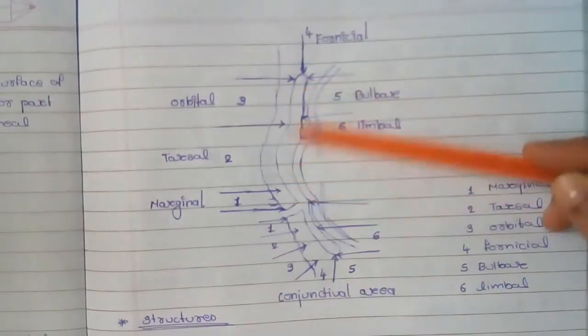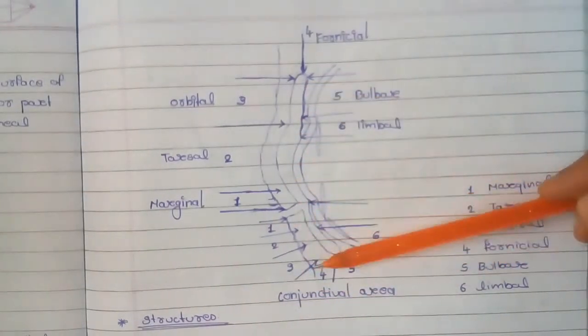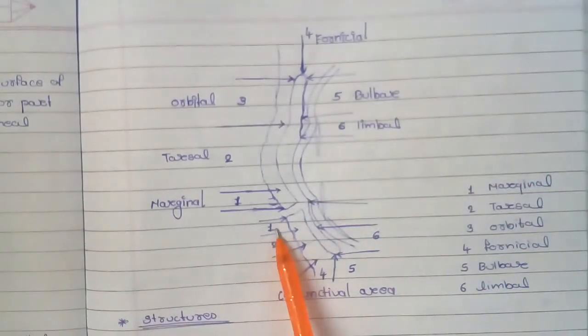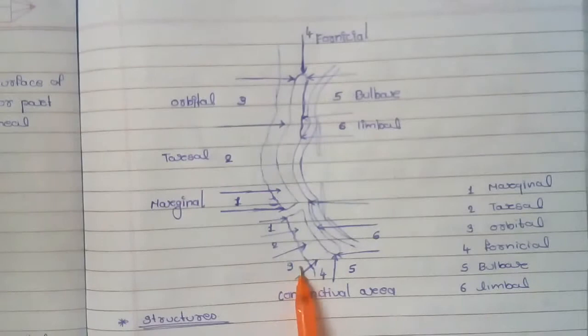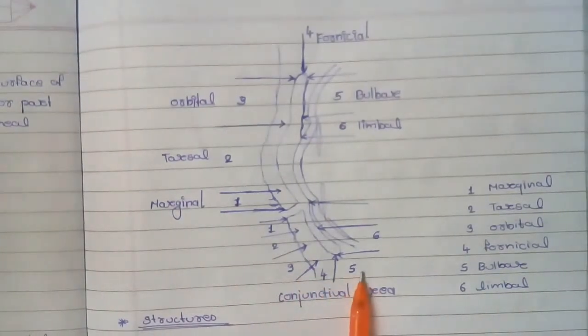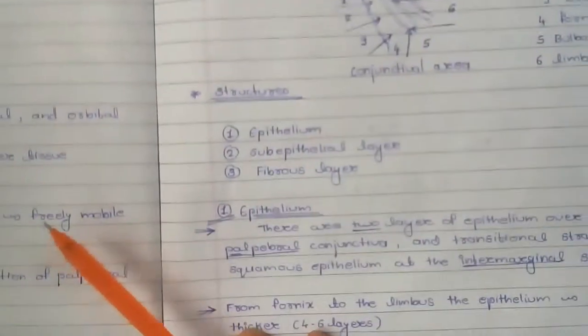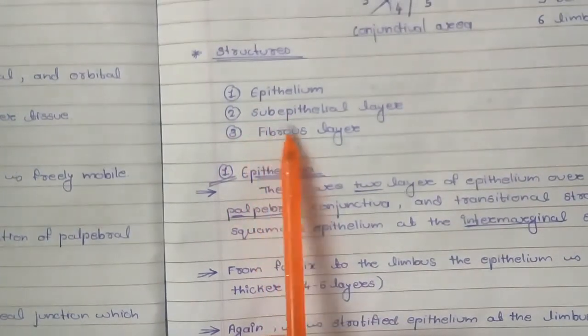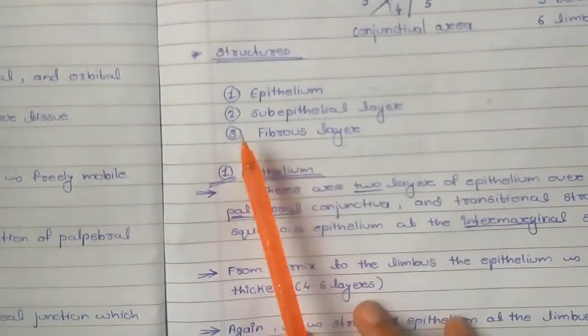The upper eyelid has the same structure as the lower eyelid. The first part was the marginal, second is tarsal, third is orbital, fourth is fornix, fifth is bulbar, and the sixth one is the limbal. Now the structure of conjunctiva. First epithelium, second is subepithelium layer, third is fibrous layer.